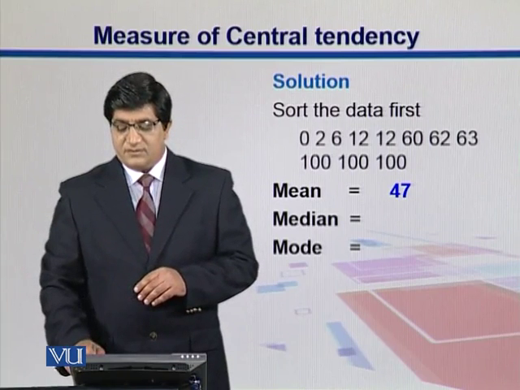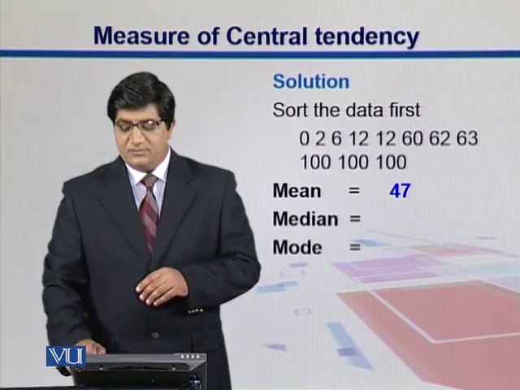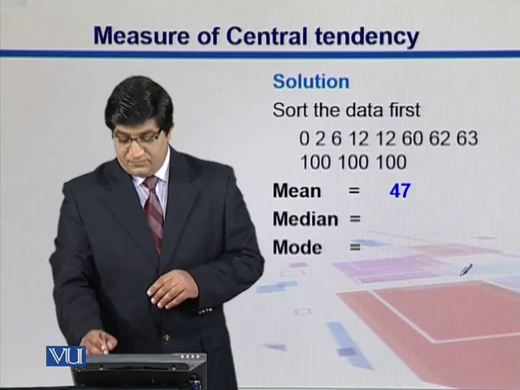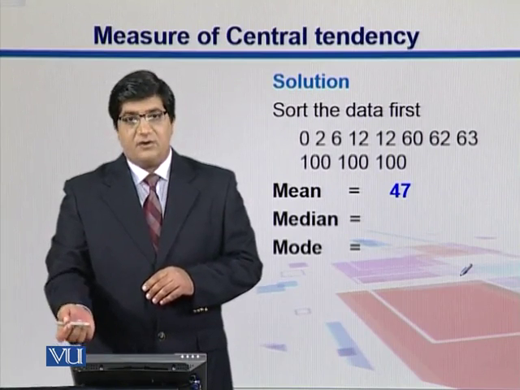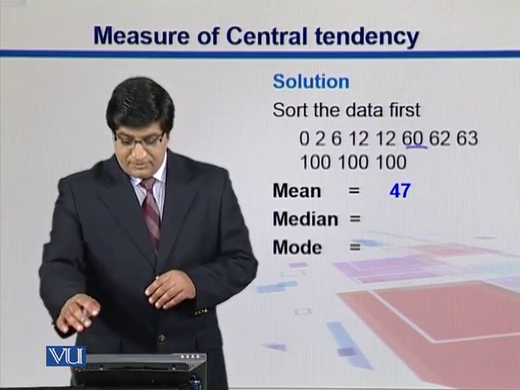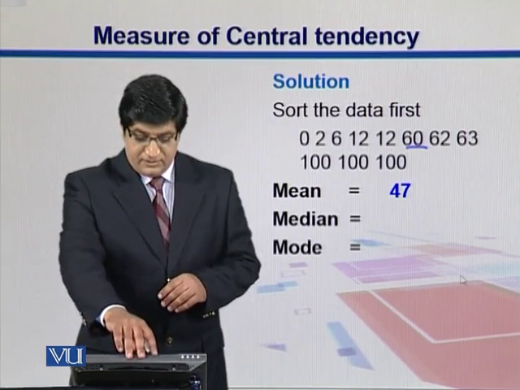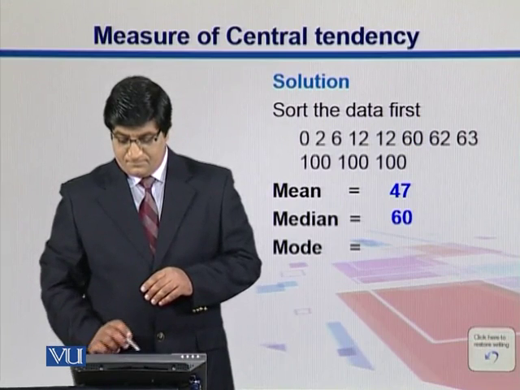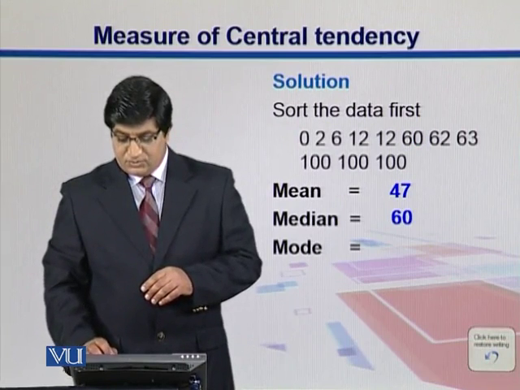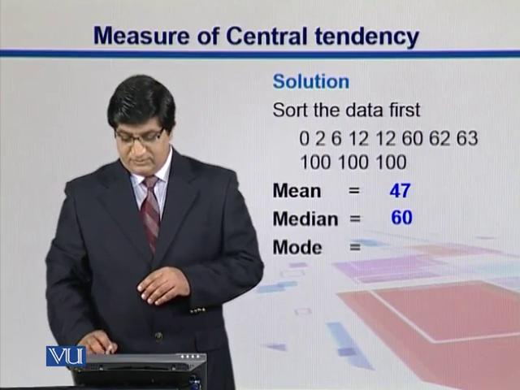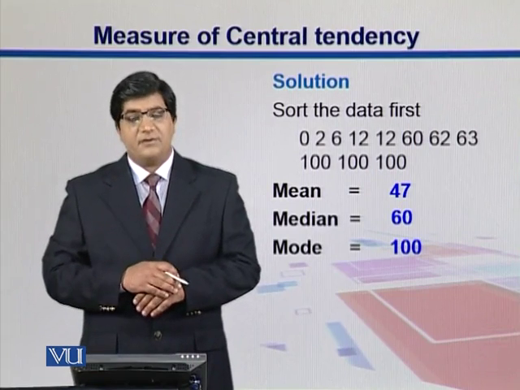For the median, we want the middlemost value. Let's see how many numbers we have: 1, 2, 3, 4, 5, 6, 7, 8, 9, 10, and 11. Is it odd or even? It's odd, so we can pick the middlemost value. That is our median, which is 60 in this case. What about the mode? Which number occurs most frequently? There are three 100s, so the mode is 100.